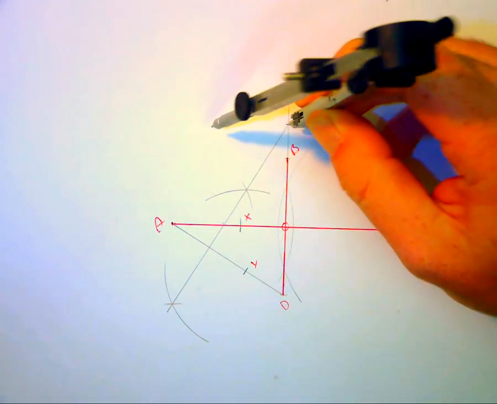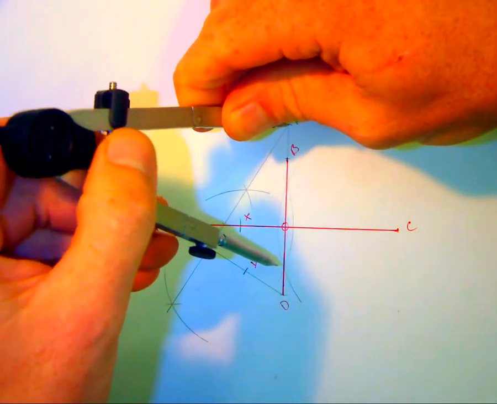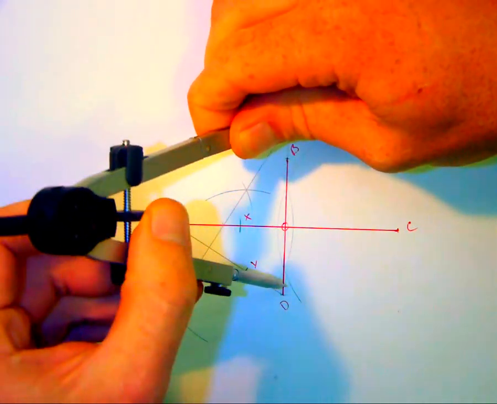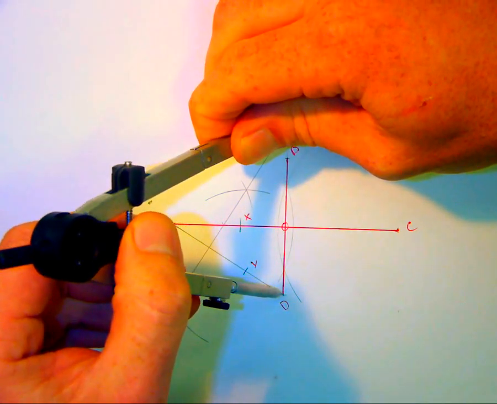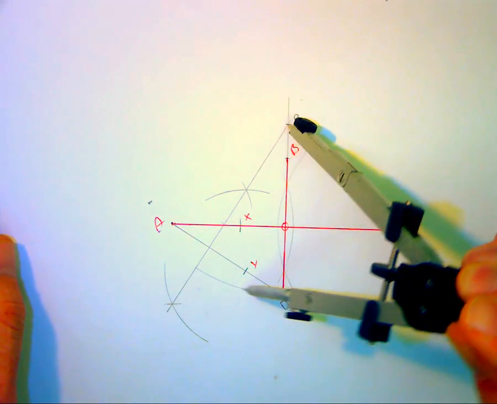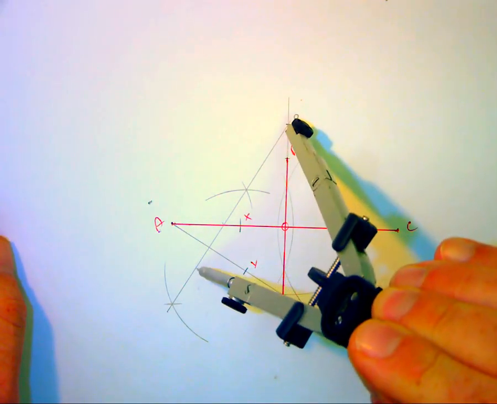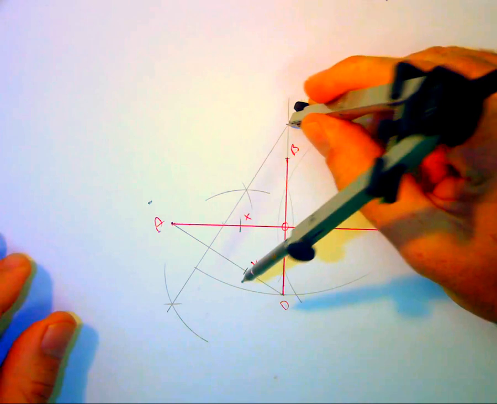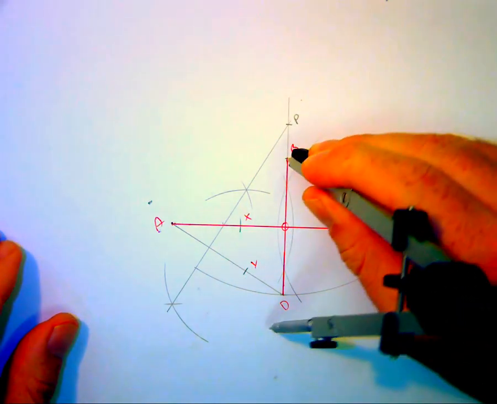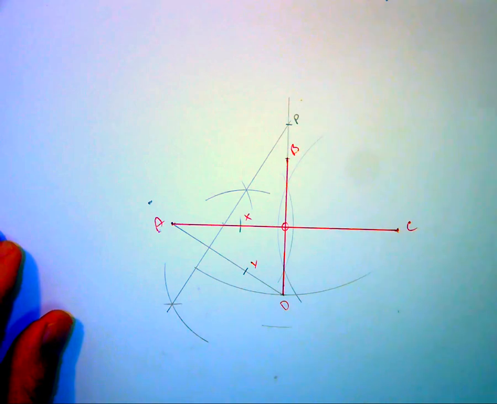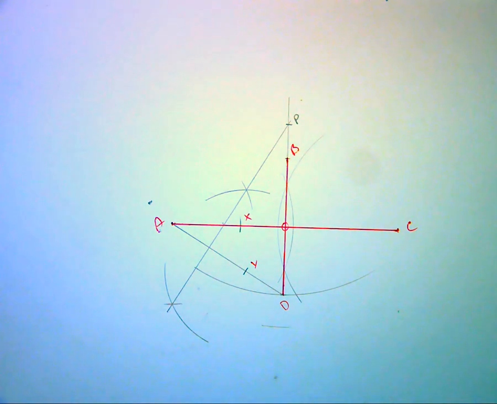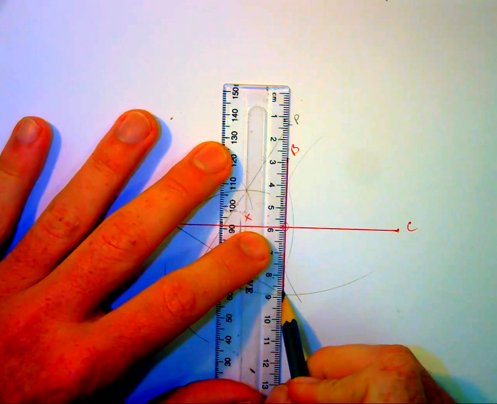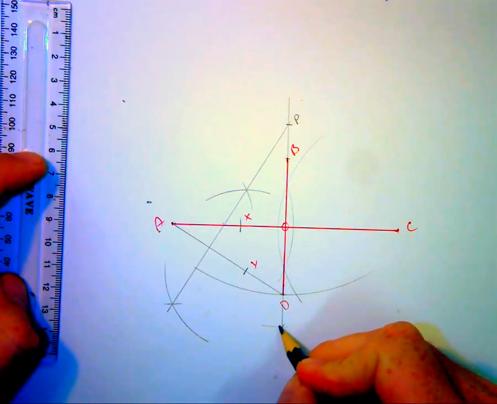Now we take P to D, draw in an arc, place your compass on B. Just make a line so that we can see where on D P would be. So we're extending D, so we're getting the bottom section of P.